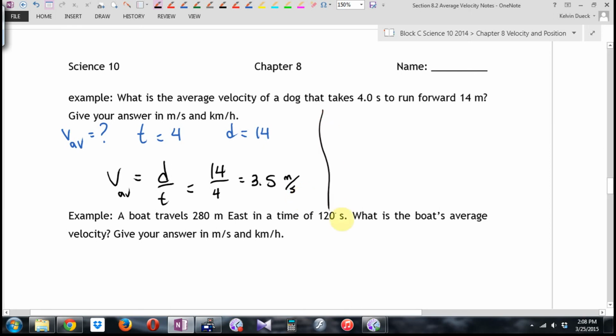We're not done, although I'll put a box around this one. They wanted my answer in meters per second and what? Kilometers per hour. How do I go from meters per second to kilometers per hour? What number does it have something to do with? 3.6. Now to go from kilometers per hour to meters per second, I divide by 3.6. How do you think if I go the other way? I heard someone say it. Times. If I go 3.5 meters per second times, how many kilometers per hour is this dog running?